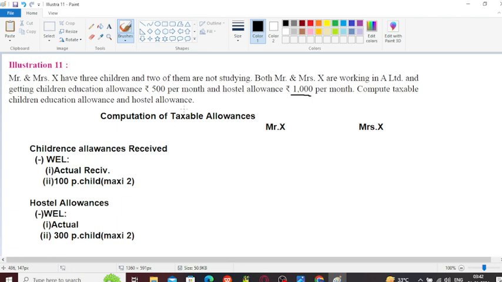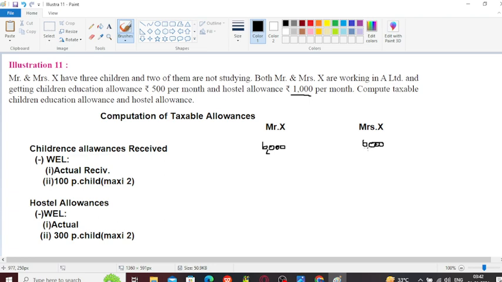Let us assume that both of them are receiving equally. First of all, let us calculate the children's allowances received by them. Here, children's allowance per month is 500 for each of them. If it is 500 per month, it is 6000 per year. So two of them are receiving equally. 6000 is received by Mr. X and 6000 by Mrs. X also.